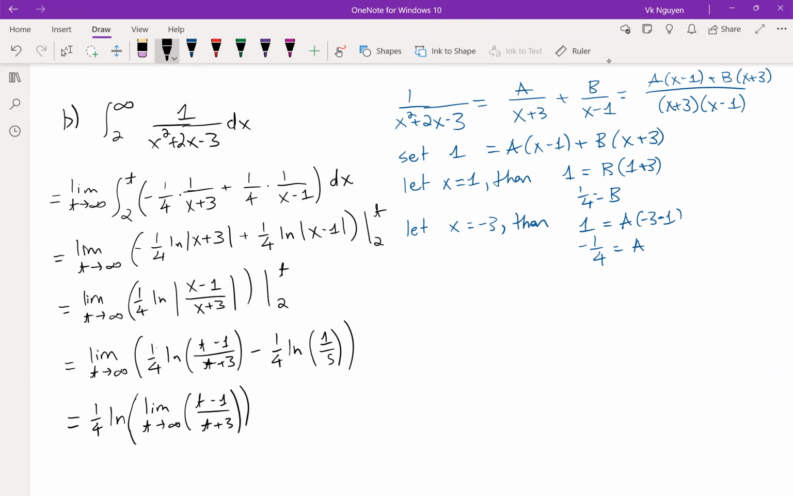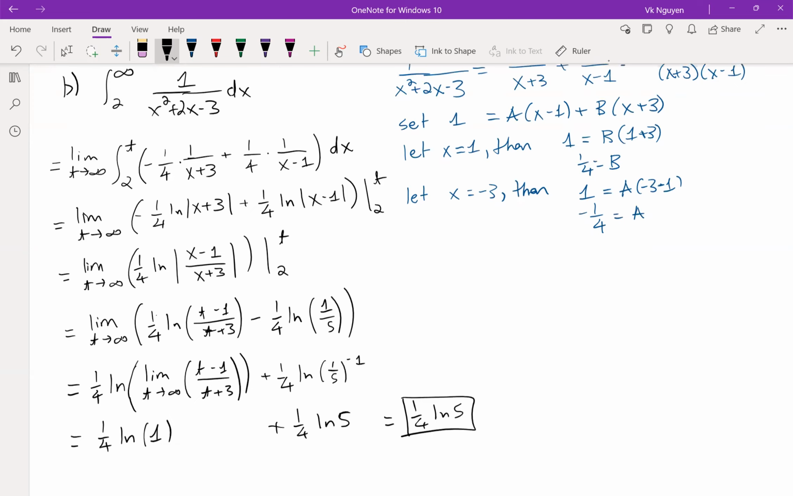And for this one, we'll use the property of logarithms, and we get plus 1/4 ln of 1 over 5 to the negative 1. So this is 1/4 ln. The limit here is 1, and that is 1/4 ln 5. ln 1 is 0, and thus the answer is 1/4 ln of 5.